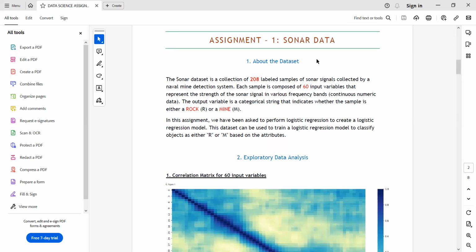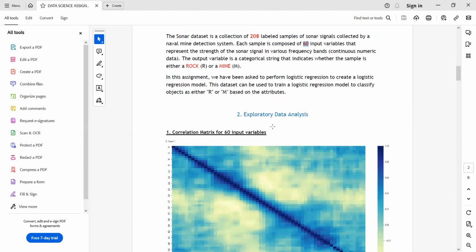There is a data set called the Sonar data set, and if you Google, you will get this. It is a very common data set. It has 208 samples, that means rows, and 60 columns. Based on various characteristics, you need to predict whether it is a rock or a mine. So based on the characteristics, the sonar will classify whether it has hit a rock or a mine.